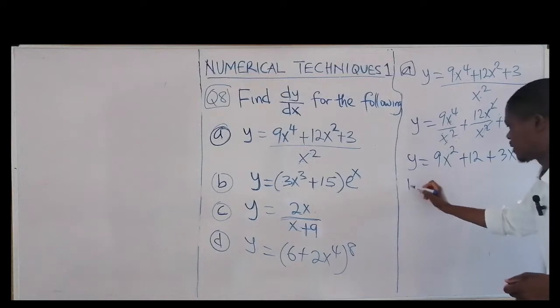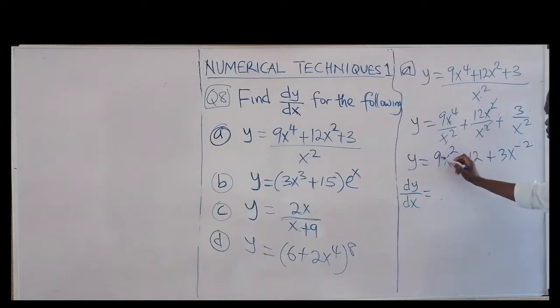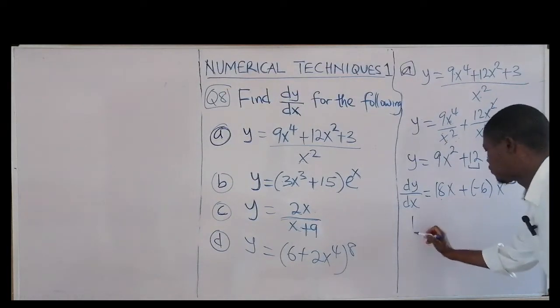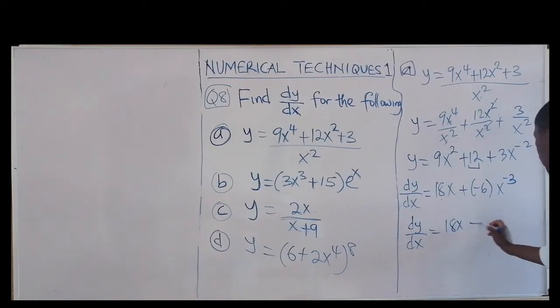Then after that, you can do your dy/dx, and that will be equal to 2 times this, that's 18, and then the power minus 1, so that will be 1. Anything to power 1 is that number. When you differentiate a constant, that's 0, so that one cancels. And this will be this one times this one, that's minus 6, and then x to the power minus 2 minus 1, that's minus 3. So the final conclusion for dy/dx will be equal to 18x minus 6 over x cubed. So that finished the first one.